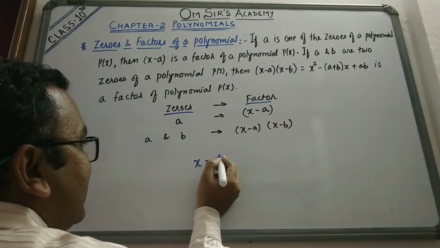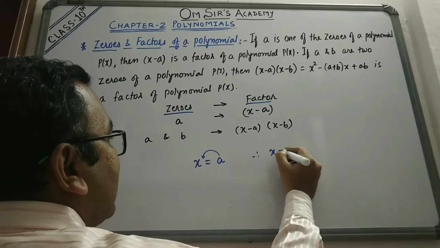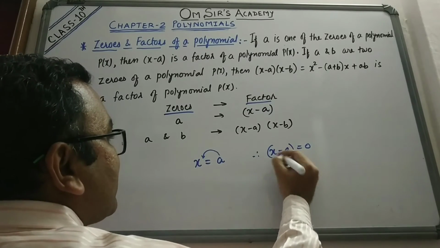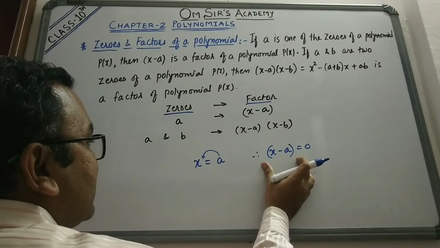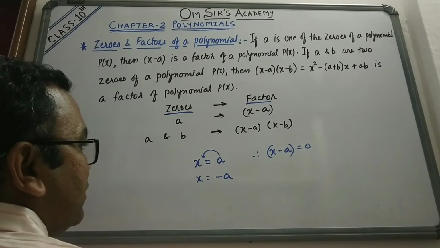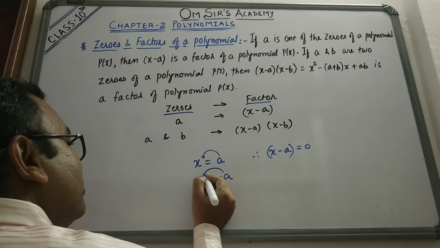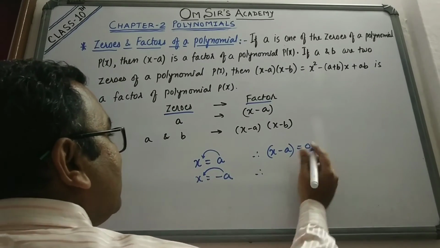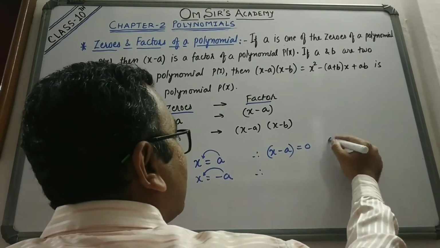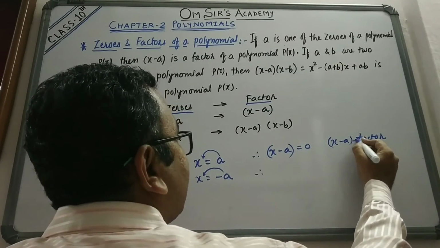But if I take this a to this side, then it will be what? x minus a equals 0, so that became its factor. Is it clear? But suppose the zero was minus a, then if I take this minus a to this side, what will be the factor? Here x minus a was a factor.